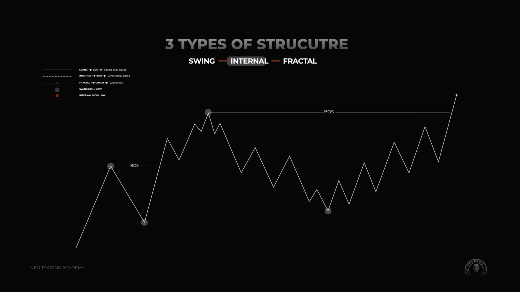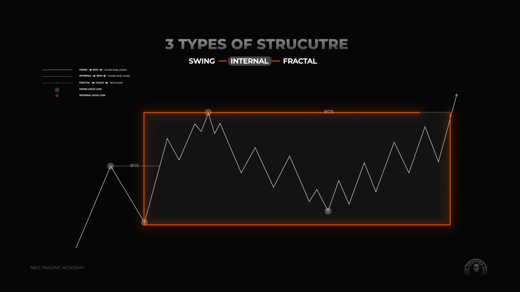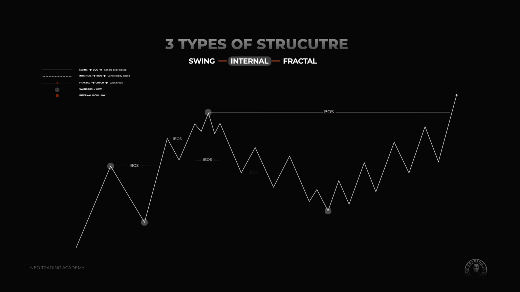The internal structure are the smaller moves that happen inside of the swing structure. We also map these movements after a confirmed break of structure with a candle body close, which we call IBOS. We use internal structure mapping to guide us through the small movements of the market, which typically create the big movements on the chart.